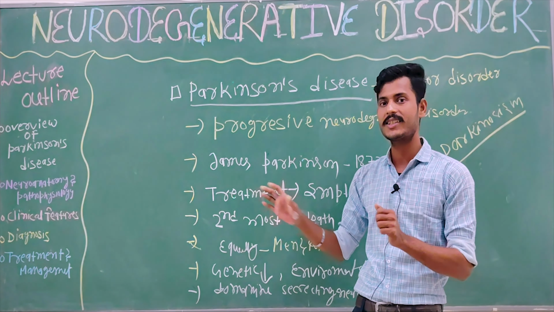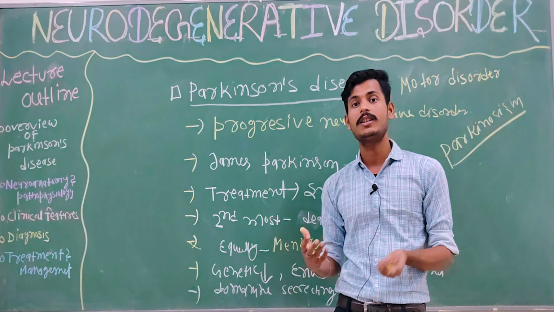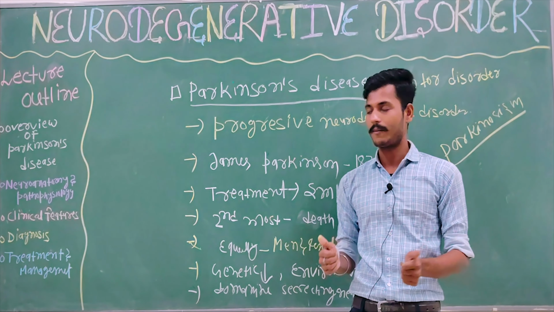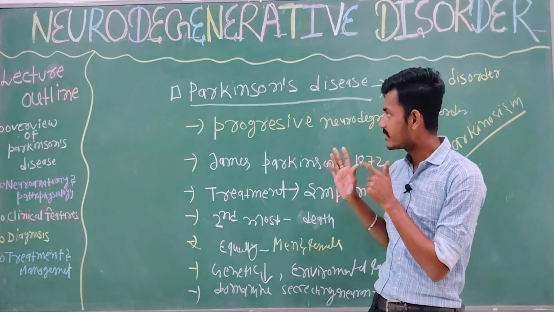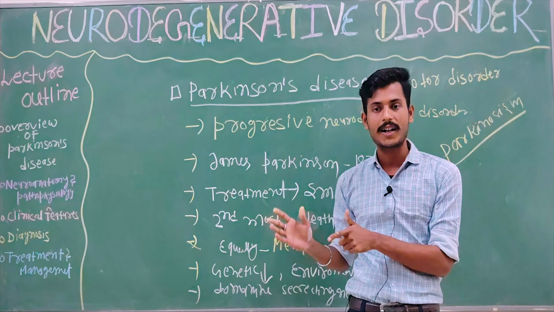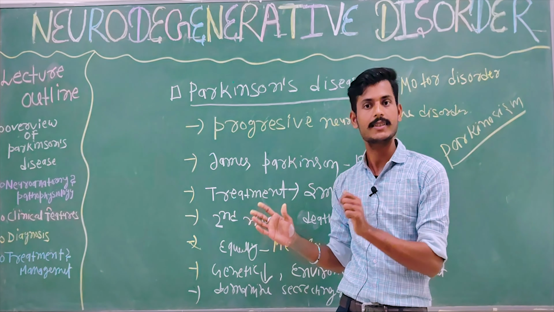Fine, no problem. We'll see the brain area where these neurons actually start dying. Fine. So this is clear in your mind. Now let's move forward and discuss the neuroanatomy and pathophysiology of Parkinson disease.